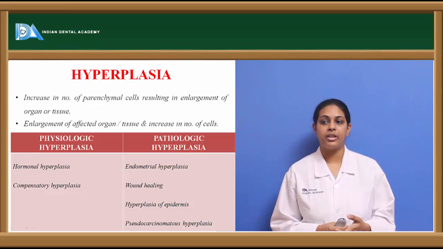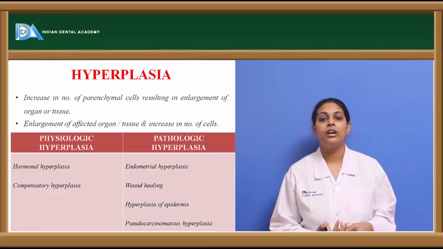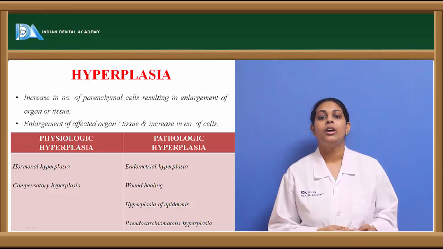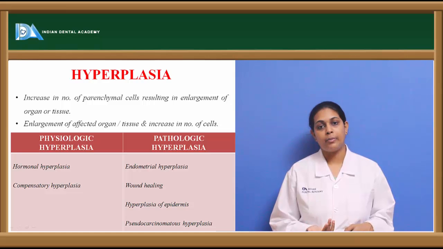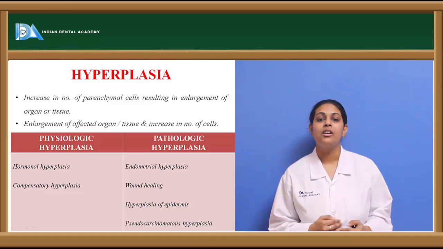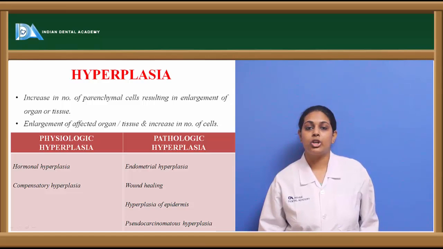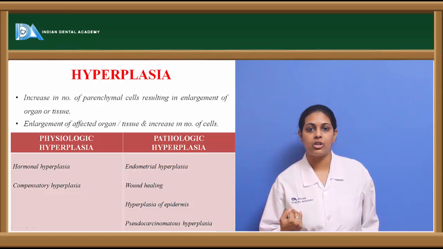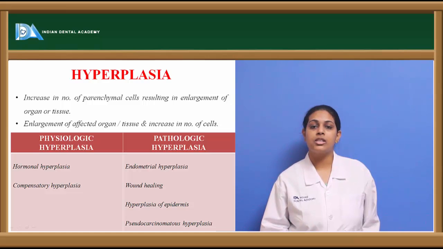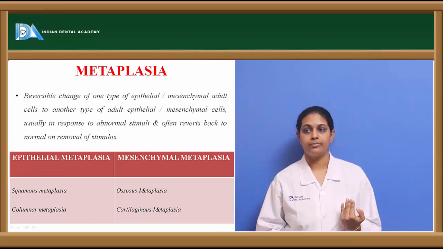Coming to the pathological hyperplasia, we see endometrial hyperplasia, as well as in wound healing. Similarly, we see formation of granulation tissue, as well as fibrous tissue hyperplasia, as well as epithelial hyperplasia, which tries to cope up with the wound healing and results ultimately in a pathological type of hyperplasia. And also we see pathologic hyperplasia of the epidermis, in conditions of ulcers formed within the epithelium. Rodent ulcer can be given as an illustration. And other than that, pseudocarcinomatous hyperplasia can also be given as an illustration of the pathologic hyperplasia.